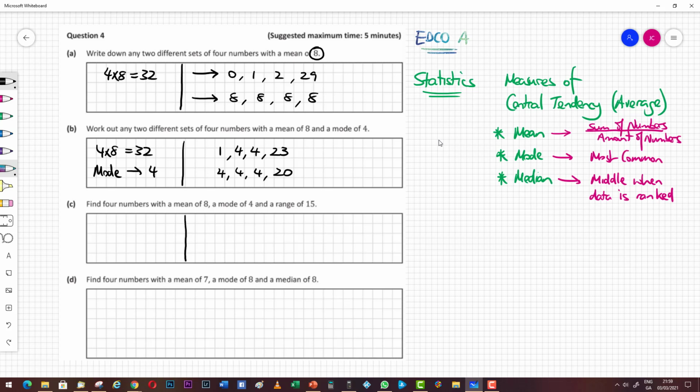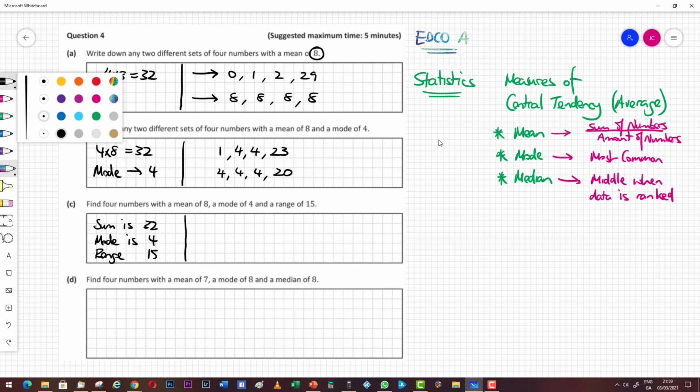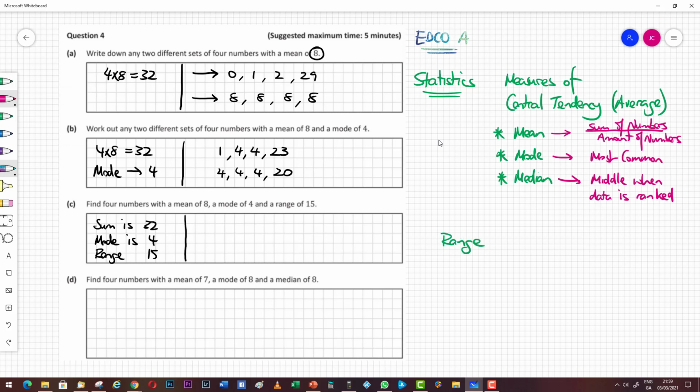So I'll stop there for a second. Again, 4 8s is 32, so the sum of the numbers is 32. The mode is 4, and the range is 15. And we didn't talk about the range yet, but let's talk about the range. The range is the difference. The range is found when you get the highest number and you subtract the lowest number. So it's the difference between the highest and the lowest number. So we're told that the difference between the highest and the lowest number is 15. The most common number is 4 and the average is 8.